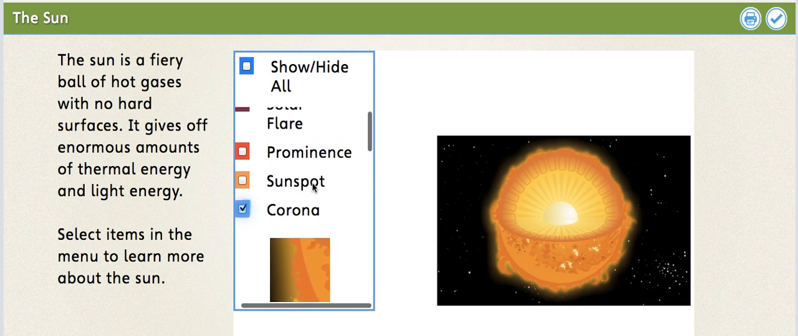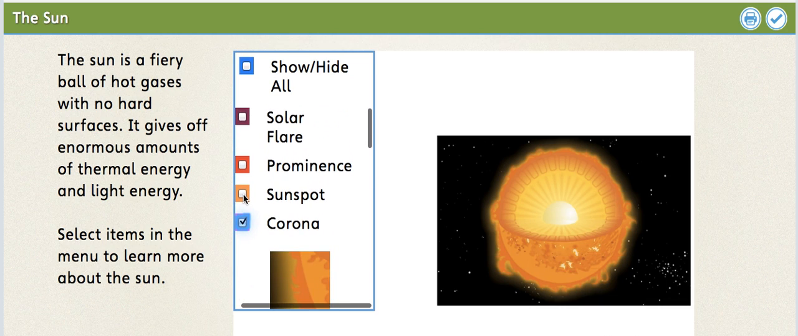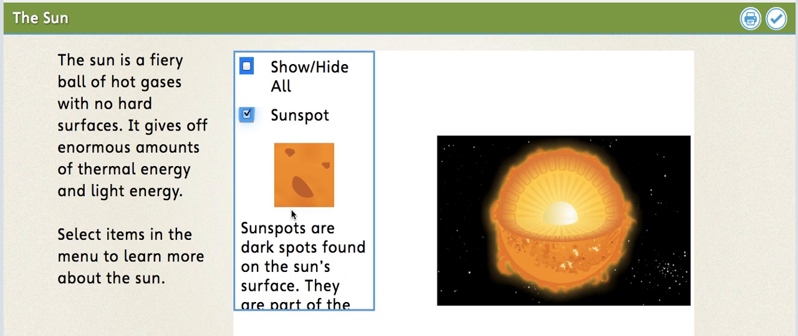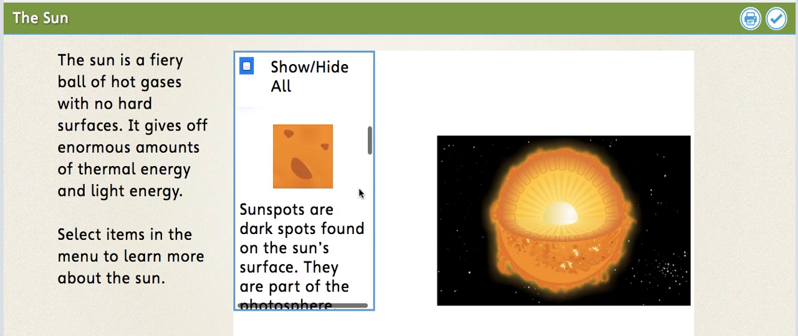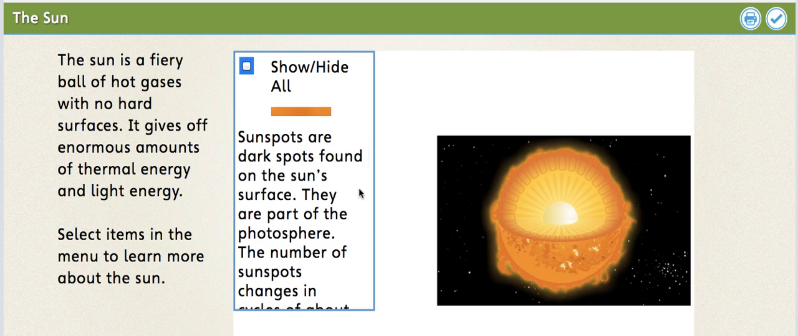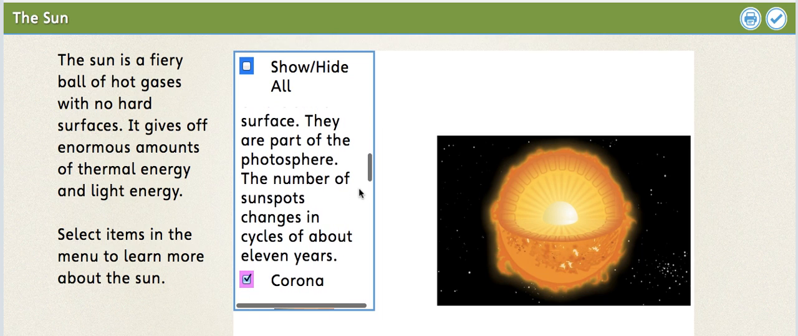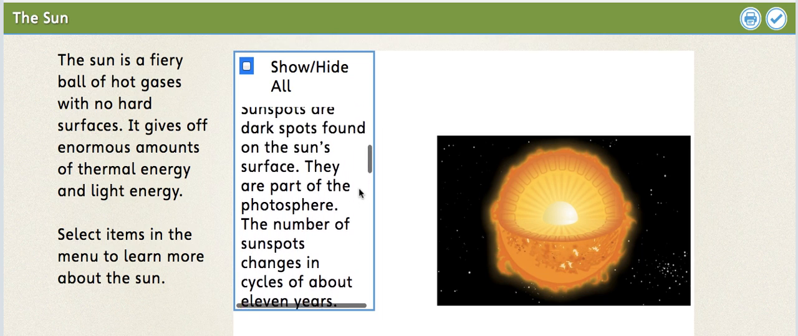And we talked about the sunspots. As the name suggests, the sunspots are dark spots found on the Sun's surface. You can see here these dark spots. So they are part of the photosphere. The number of sunspots changes in cycles of about 11 years.